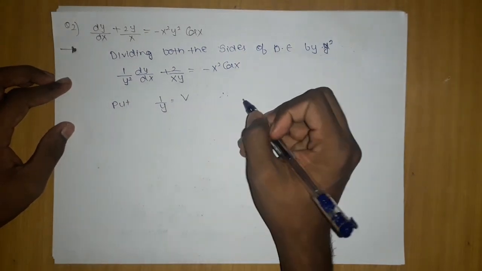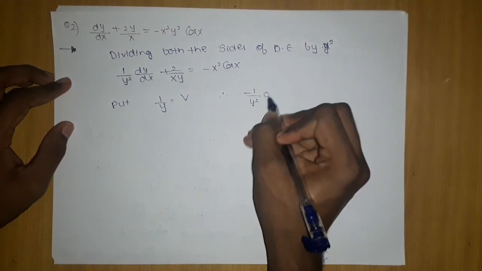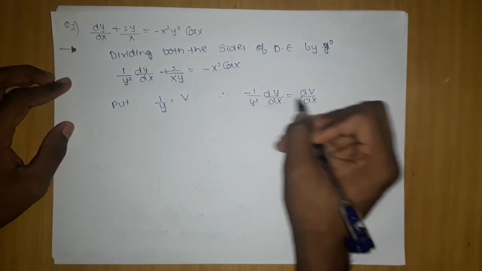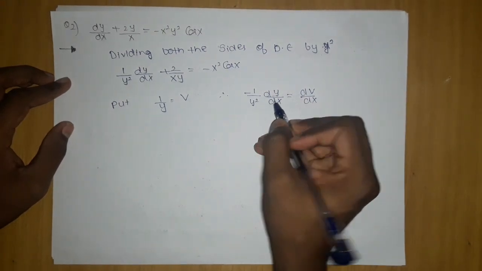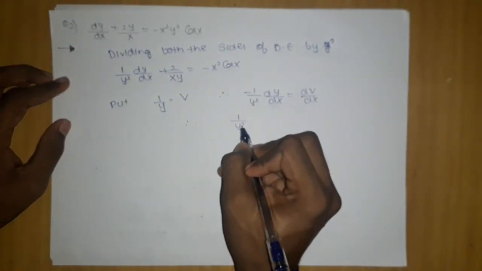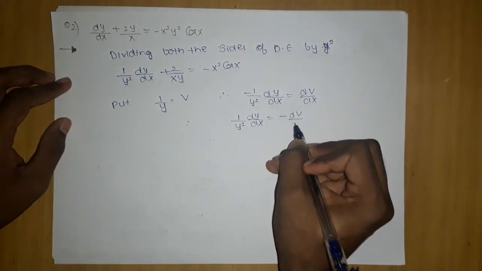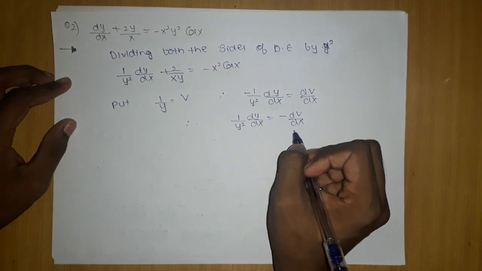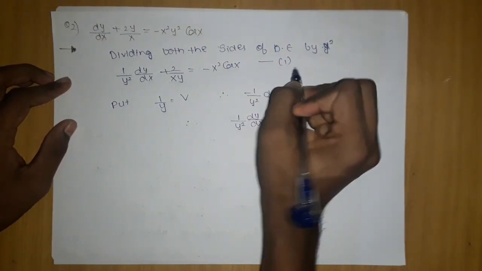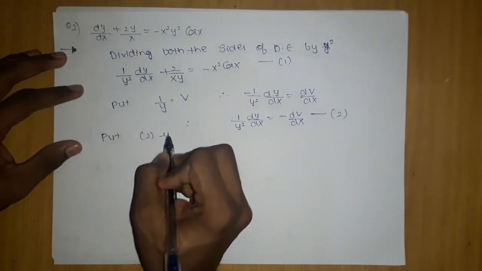The moment you take that, what is going to happen, this will be minus 1 by y square if you differentiate it with respect to x into dv by dx. You are going to take 1 by y square into dy by dx and move this to that side. Therefore, 1 by y square into dy by dx is nothing but minus dv by dx. The moment you get this, keep this as 2 and keep this as 1.